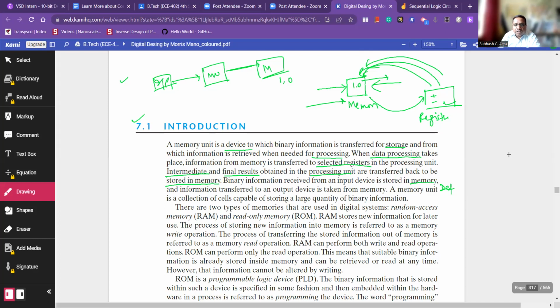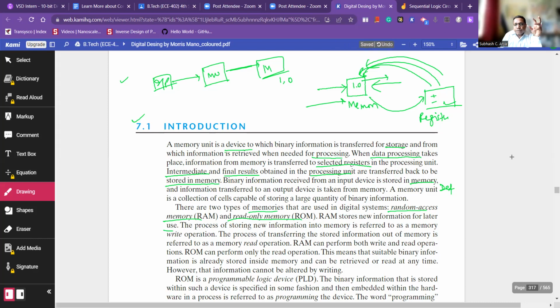Now coming to the types. There are two types of memories used in digital systems. One is called random access memory, RAM, and the other is called read-only memory, ROM. RAM, random access memory, stores new information for later use.